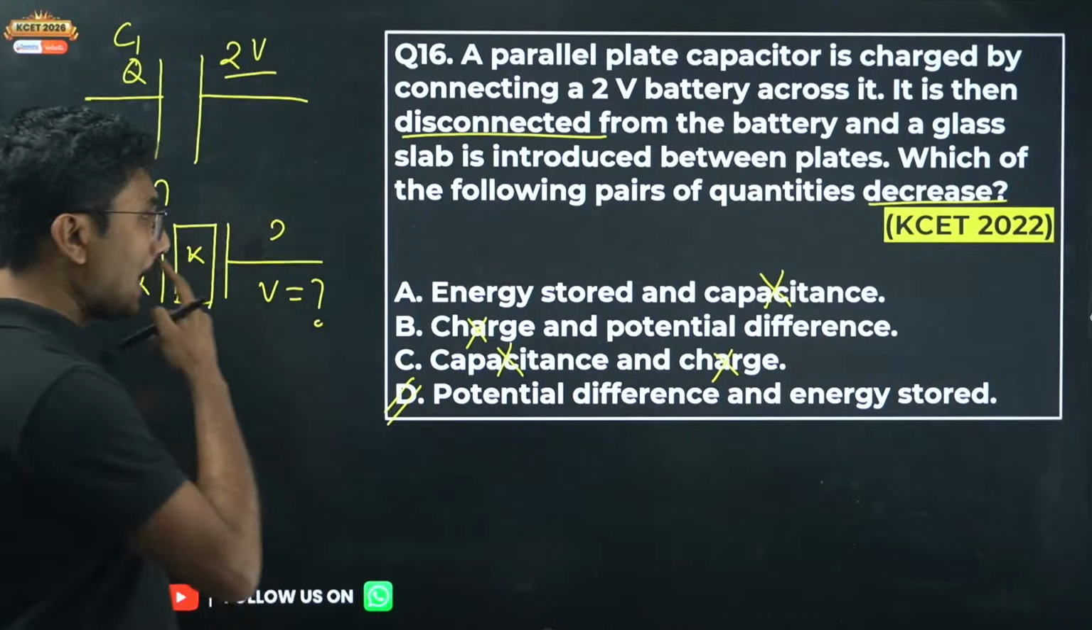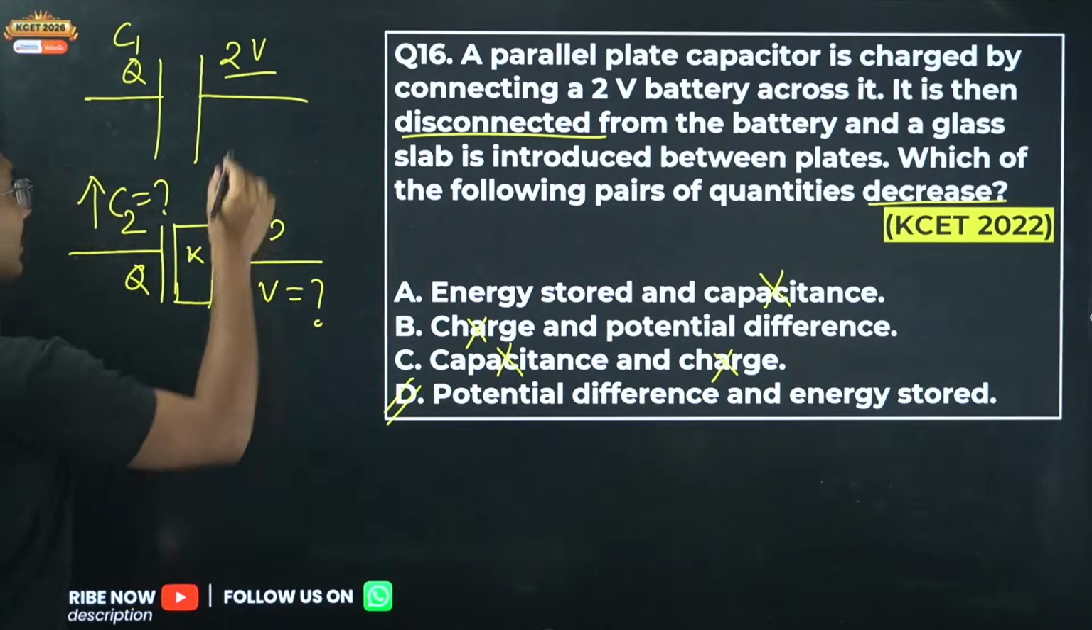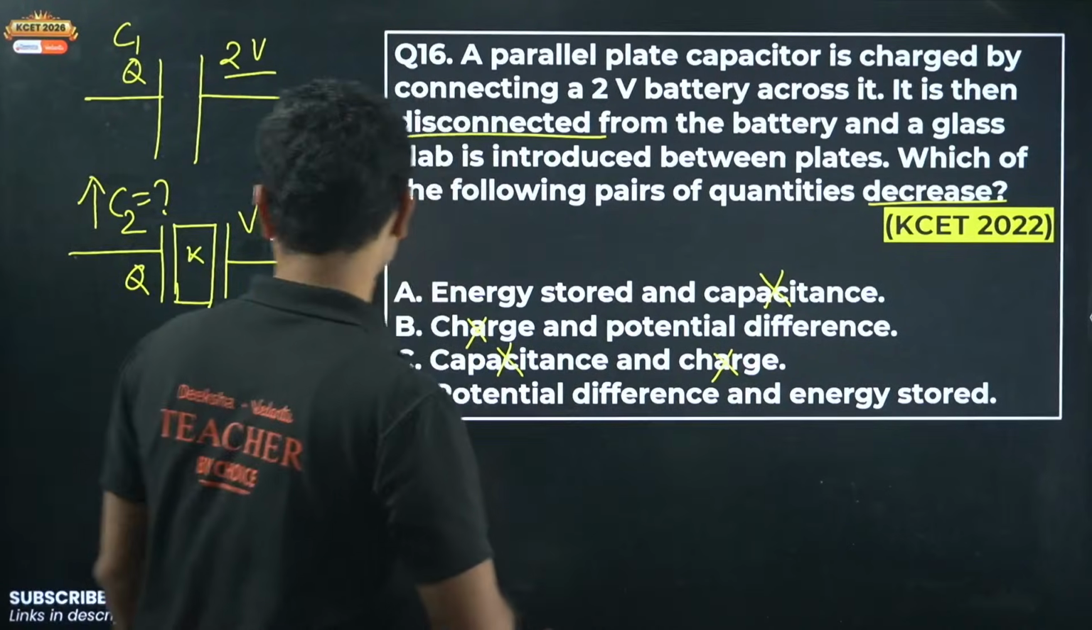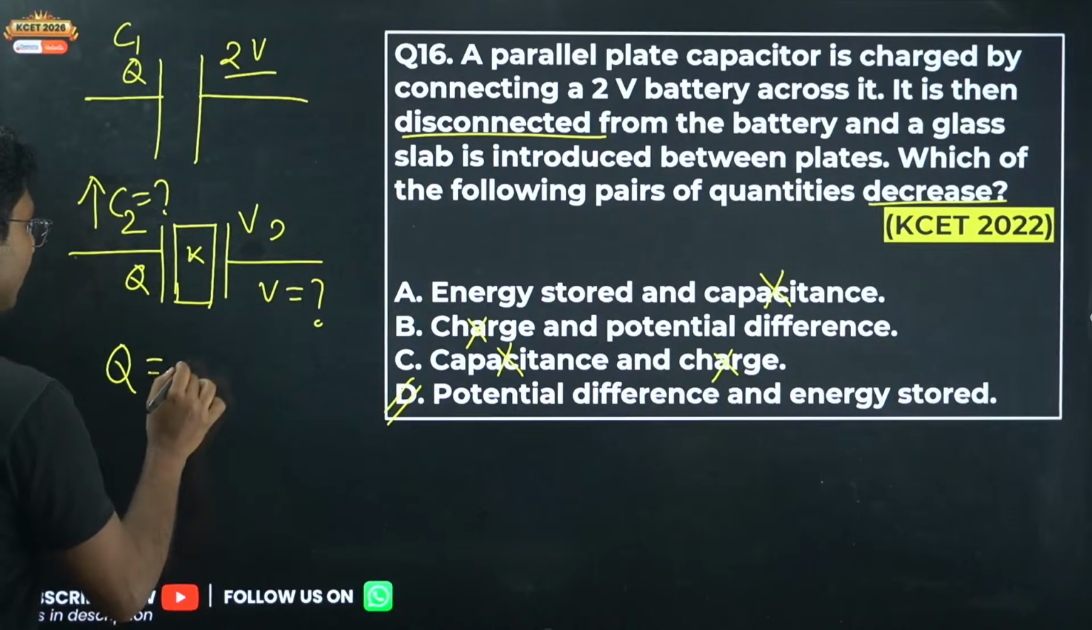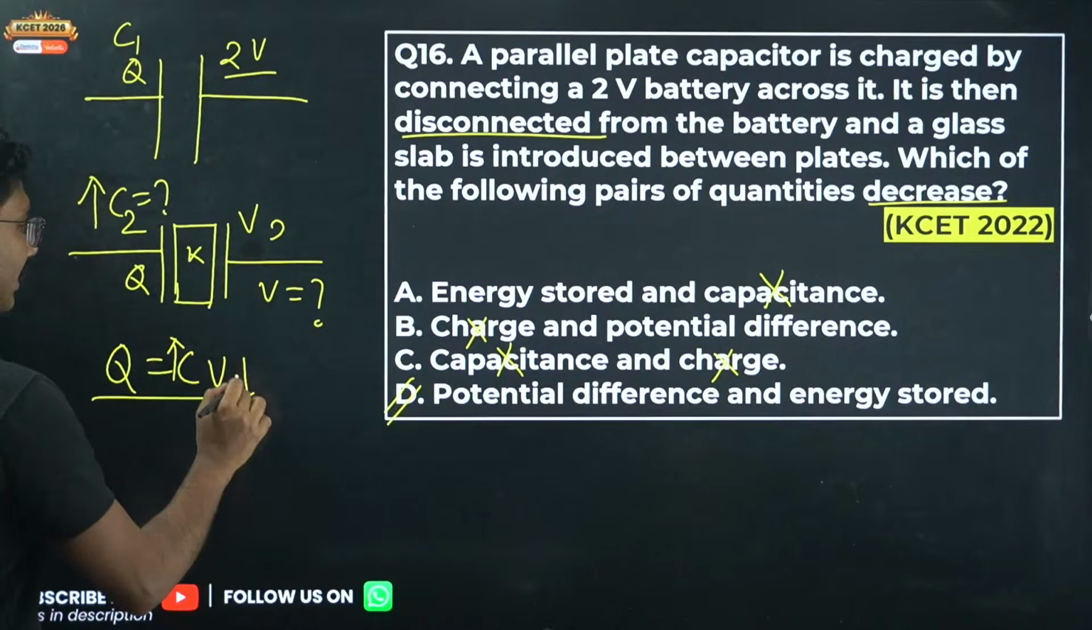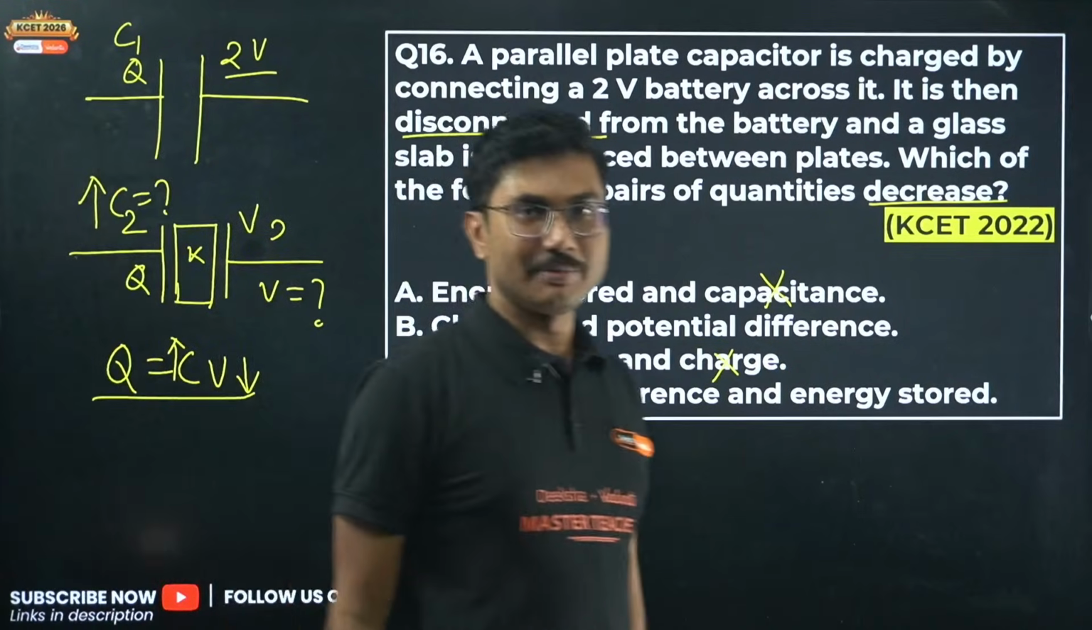It is actually correct. Now how can we know that potential difference is decreasing? Whenever you are increasing the slab, what happens? Because charge is constant, Q equals CV. So C is increasing, so V must decrease.